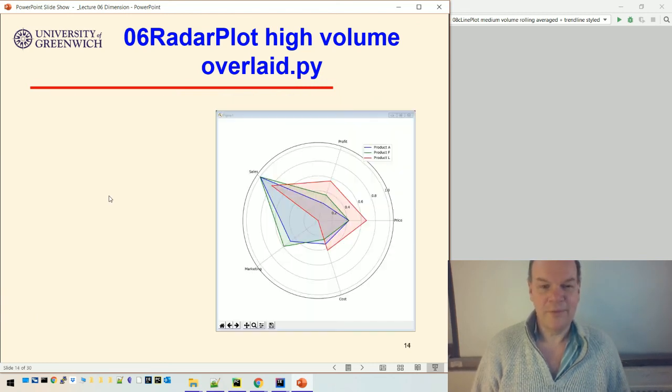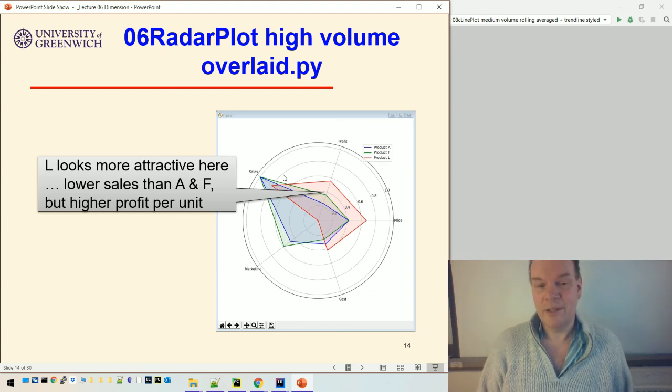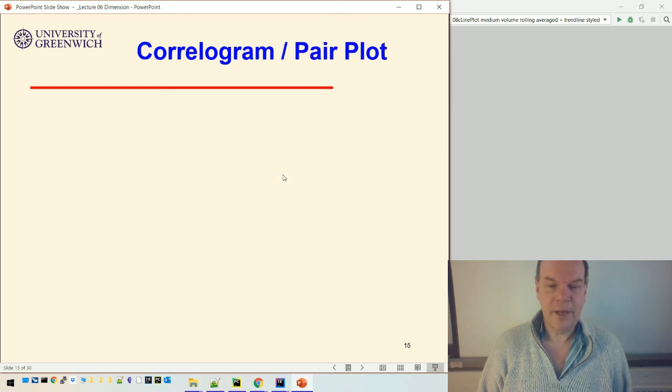Okay, so for the overlay, that's what it looks like. And again, that makes it very clear that product L is more attractive in a lot of ways because the profit is so high. So although the sales are low, the profit's high, but it might be worth spending some more money marketing L. Okay, I'm going to finish this video there. That's radar plots. We'll now look at doing a thing called a parallelogram in the next video.